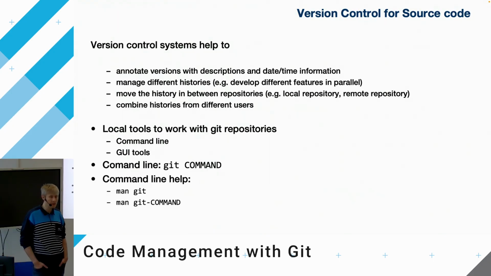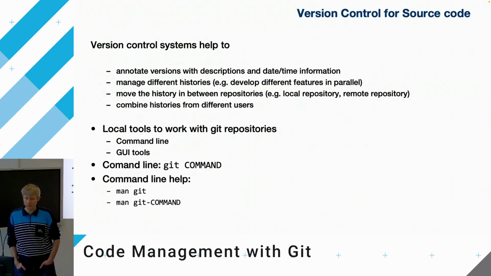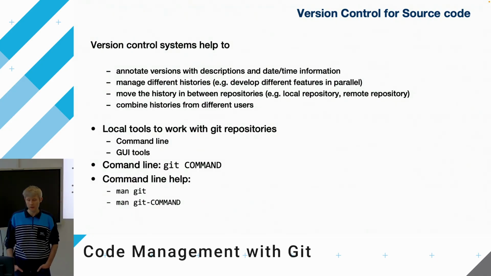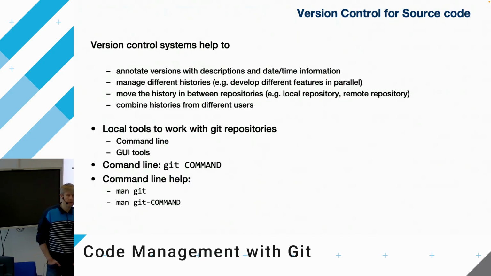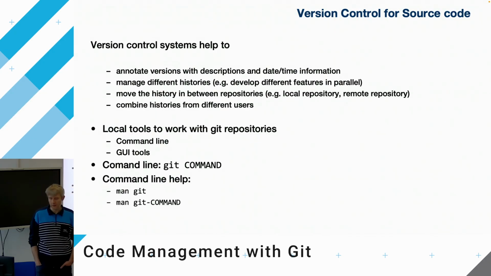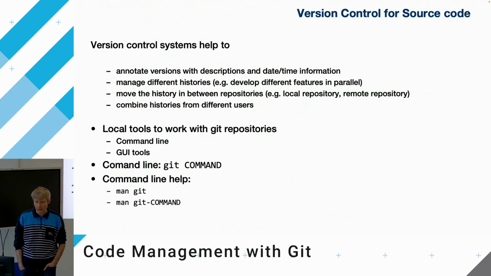And now here come version control systems, which will help you to manage your versions. You can annotate them with descriptions. The date and time and the changes will be tracked. You can manage different histories. For example, if you develop different features in parallel, then you can have different states in parallel and have a clear separation. You can move the histories between different repositories. We will talk about the idea of repositories, and also combine different histories from different users.